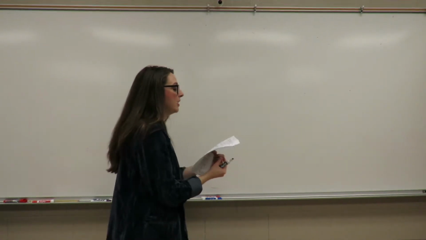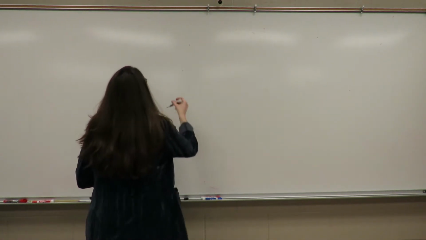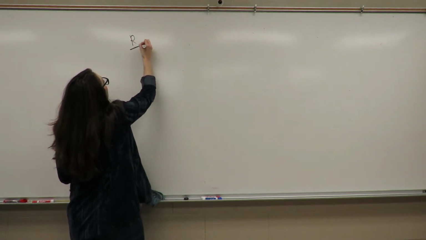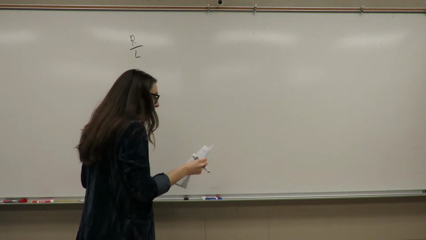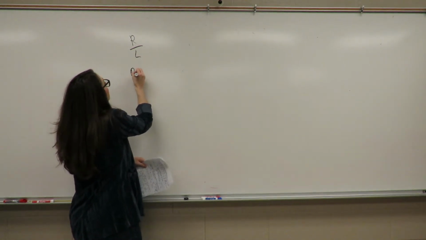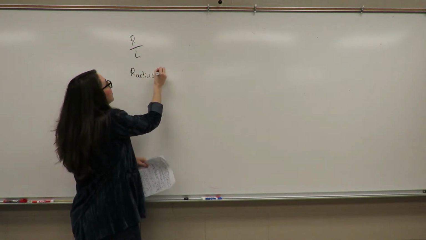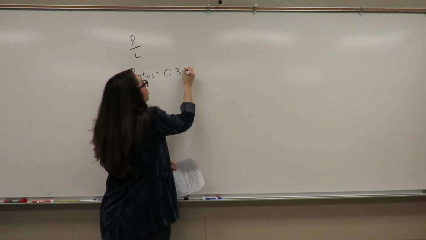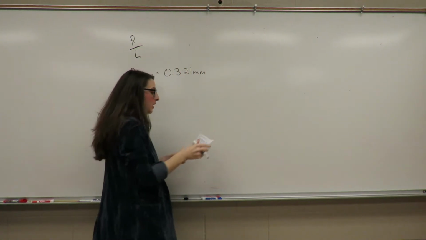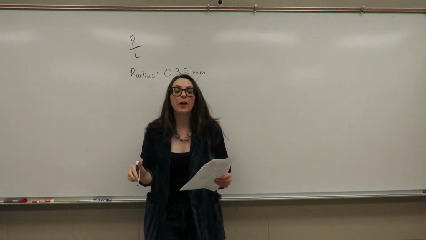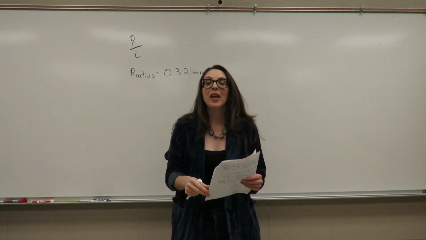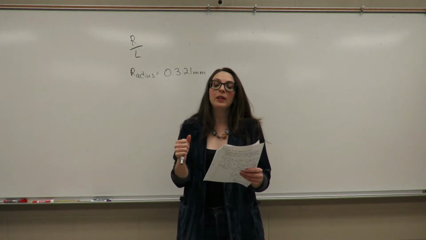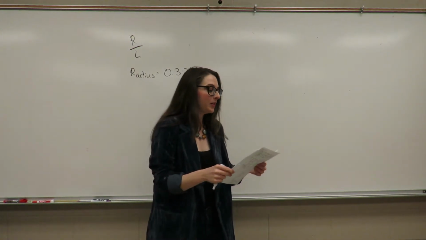So our first part, we're asked to calculate the resistance per unit length, so R over L, of a nichrome wire with a radius of 0.321 millimeters. So if you've never heard of nichrome, nichrome is a nickel chromium alloy, and this is a wire commonly used in heating elements.